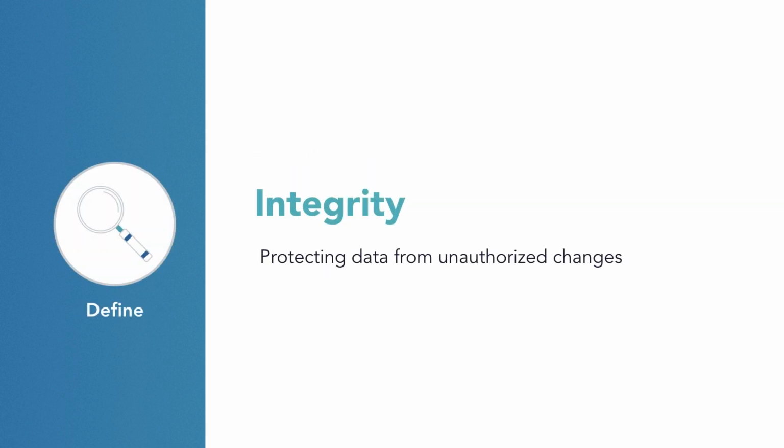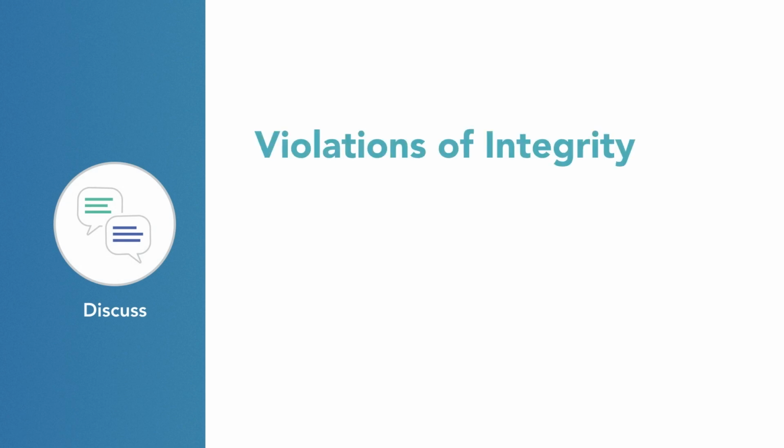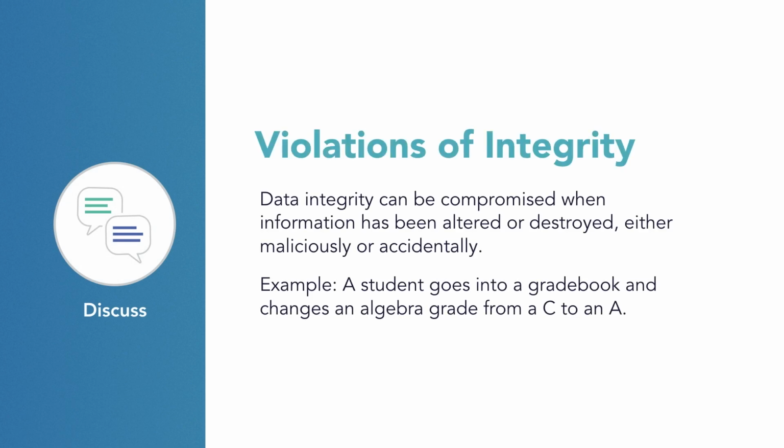Integrity is protecting data from unauthorized changes. Data integrity can be compromised when information has been altered or destroyed, either maliciously or accidentally. An example of a violation of integrity would be a student going into the gradebook and changing his or her algebra grade from a C to an A.